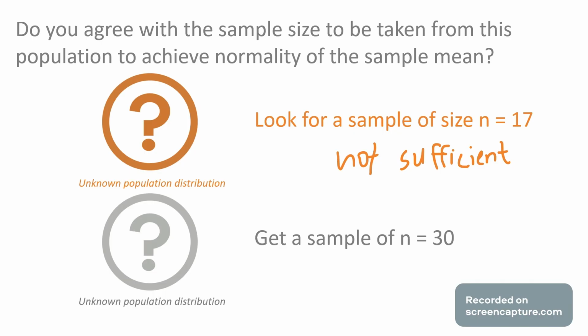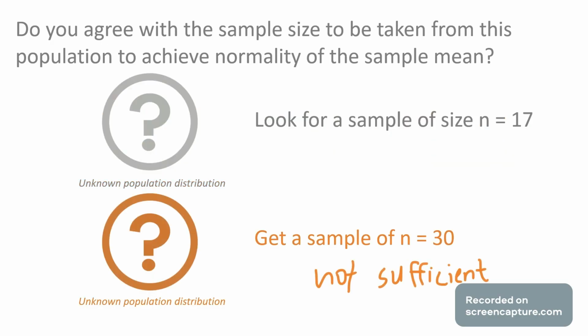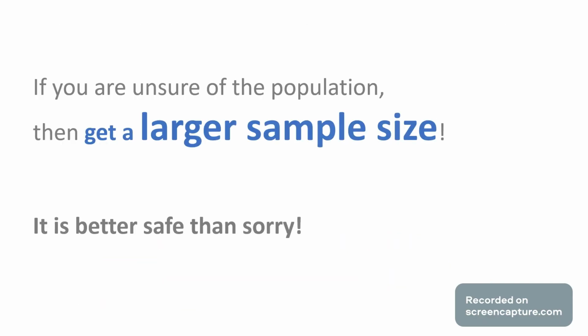How about if we do exactly 30? Remember that 30 is not a magic number, it is only a recommendation. Let's not push our luck with this. We don't know the distribution, right? Then aim for a larger sample size if we want to assure normality. The bottom line is, if we are unsure about a population, the rule of thumb is to get a larger sample size. As they say, it is better safe than sorry. The larger the sample size, the better we can estimate the mean mu.